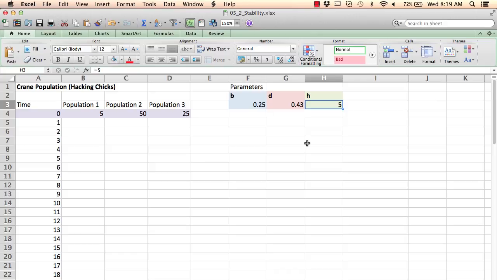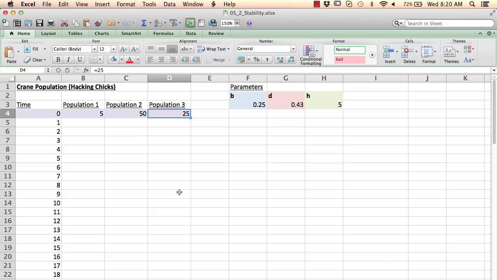And so in this case, let's say that 5 chicks are hacked every time step and released back into the population. And then here I've indicated 3 different populations that all have different starting numbers. The first population is really, really tiny, so the cranes are almost extinct, and we want to see if we can help them out. And then the other one, we've got 50 cranes, and we want to see what happens under the same scenario, and same thing with 25 cranes.